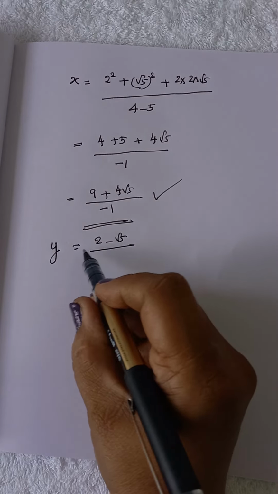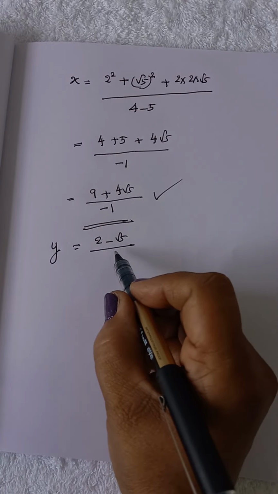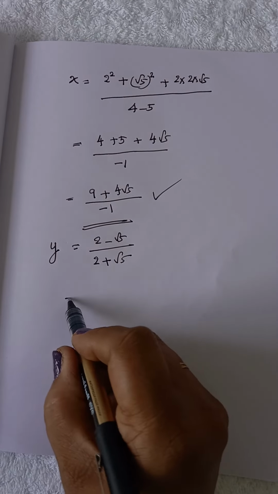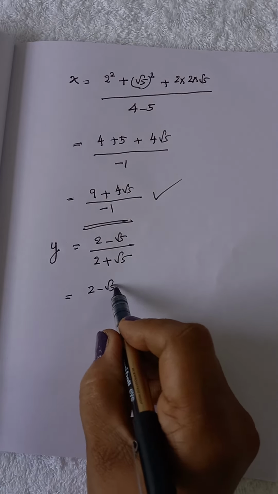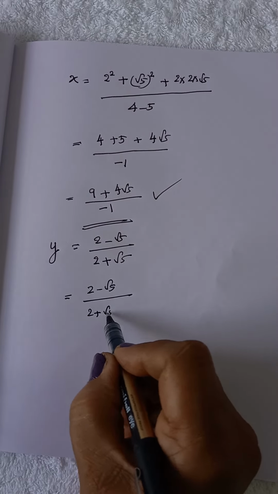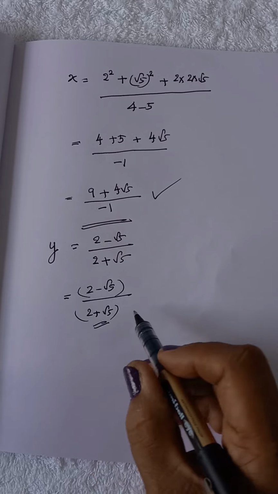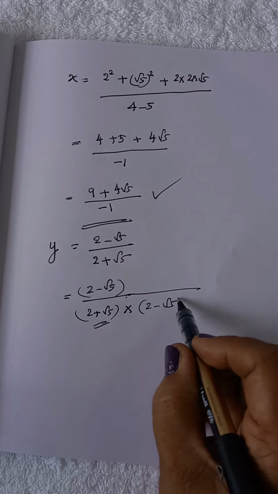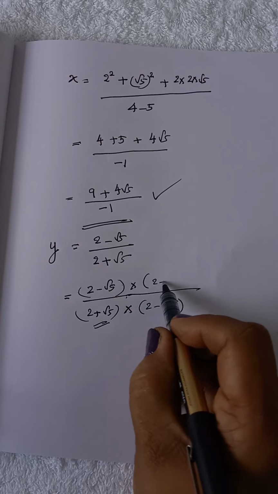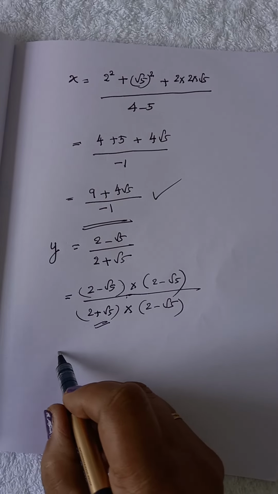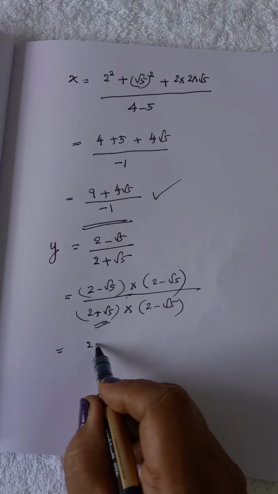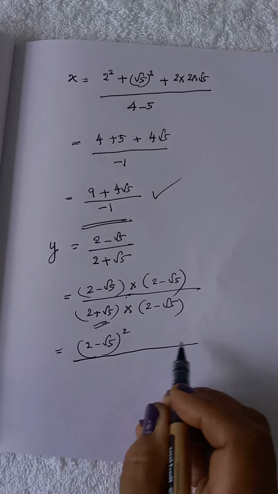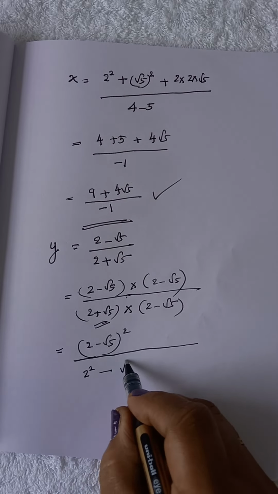What is y? y is equal to (2 minus root 5) divided by (2 plus root 5). It is given in the question. So that is equal to (2 minus root 5) divided by (2 plus root 5). Now the conjugate of 2 plus root 5, that is 2 minus root 5. So into 2 minus root 5 in the numerator also into 2 minus root 5. That is a into a form. So (2 minus root 5) square divided by, this is a plus b into a minus b form, so 2 square minus root 5 square.